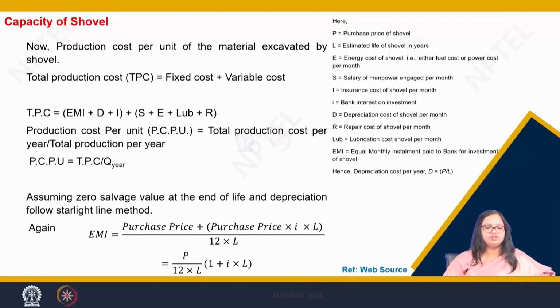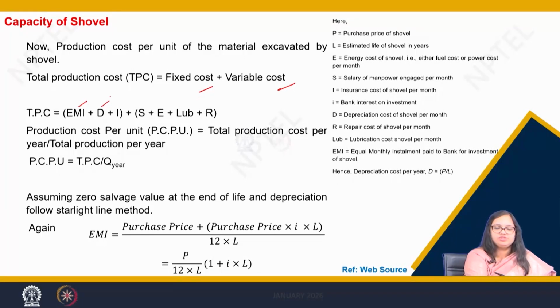Now, coming to the production cost per unit of the material that is excavated by a shovel. How do we find the production cost? The production cost is fixed cost plus the variable cost. Now, in the total production cost, there is the EMI of the machine that is bought, then there is the depreciation cost of the shovel per month, and then there is the insurance cost of the shovel per month. So, the EMI is to be given monthly. So, this is accounted in its fixed cost.